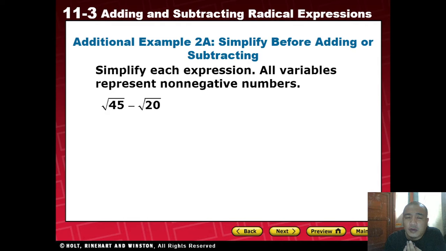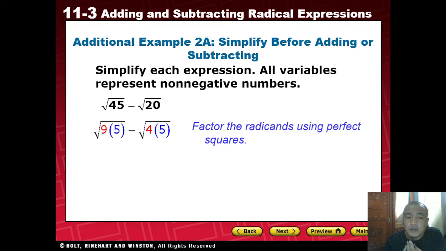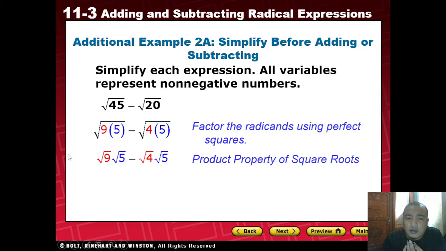For 45, let's factor it: 9 times 5, right? 9 times 5. And 20 is 4 times 5. So we factor the radicands using perfect squares. Then the product property of square roots. Square root of 9 times 5 means square root of 9 times square root of 5. Minus square root of 4 times 5 means square root of 4 times square root of 5. What is square root of 9? Let us now simplify: 3 square root of 5 minus 2 square root of 5. Square root of 4 is 2. So they are now like radicals.